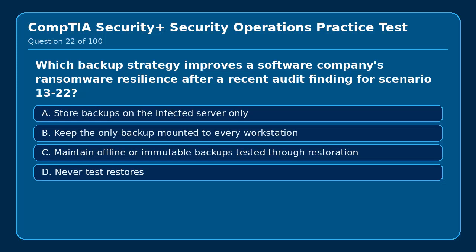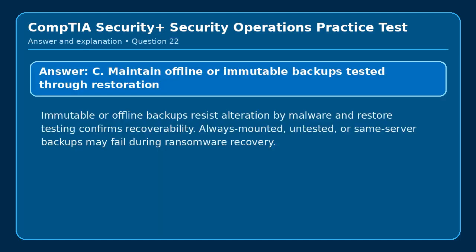Question 23. If a call center can lose at most 15 minutes of data, which metric is being defined during a pilot deployment for scenario 13 to 23? A. Mean time between failures. B. Recovery point objective. C. Mean time to repair. D. Annualized rate of occurrence. Take a moment to choose your answer.